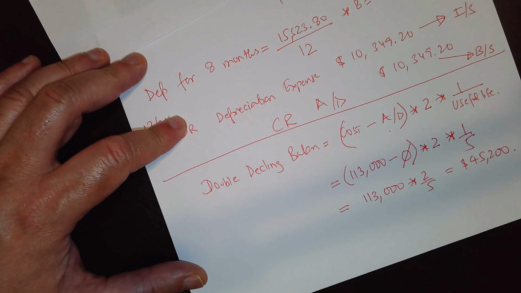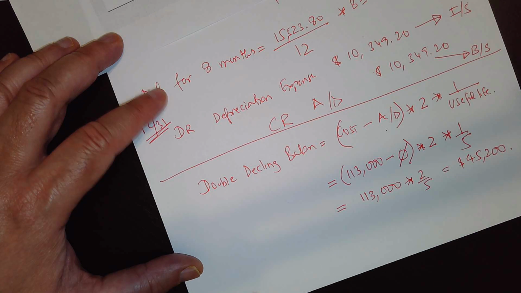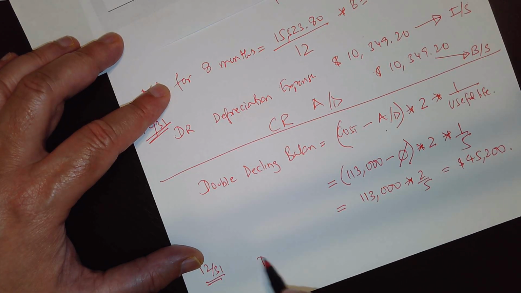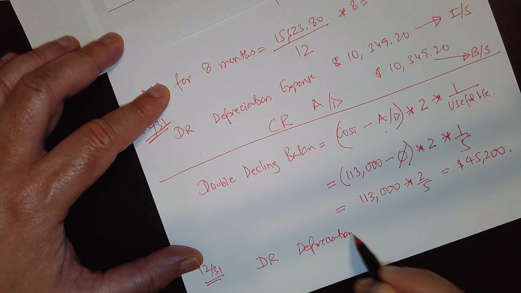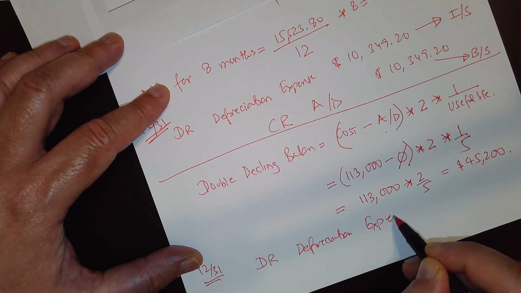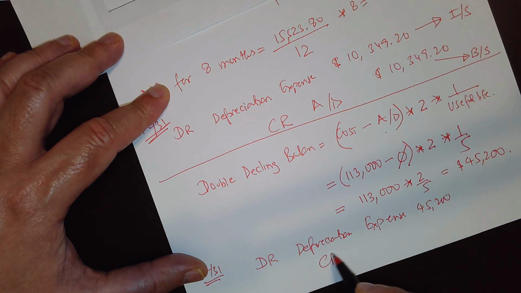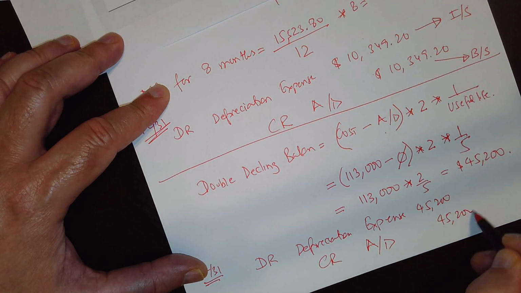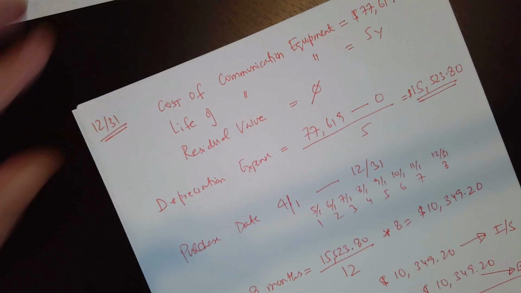But I'm going to show you how to make the journal entry here on December 31st for this one. It is: debit depreciation expense of $45,200, and we're going to credit accumulated depreciation for $45,200. So that's the entry you're going to make in year one. Let's see what entry you're going to make in year two.